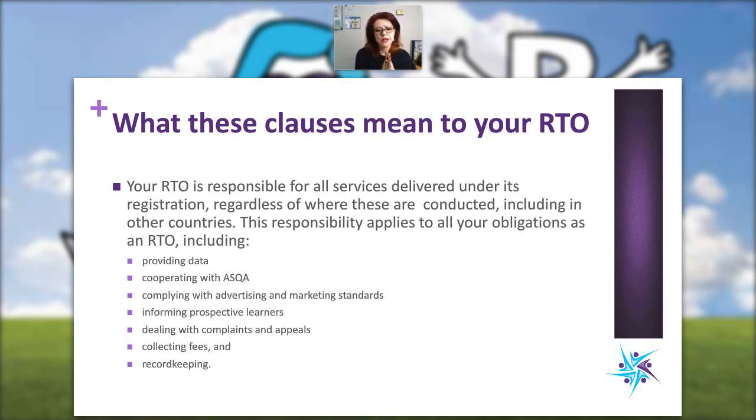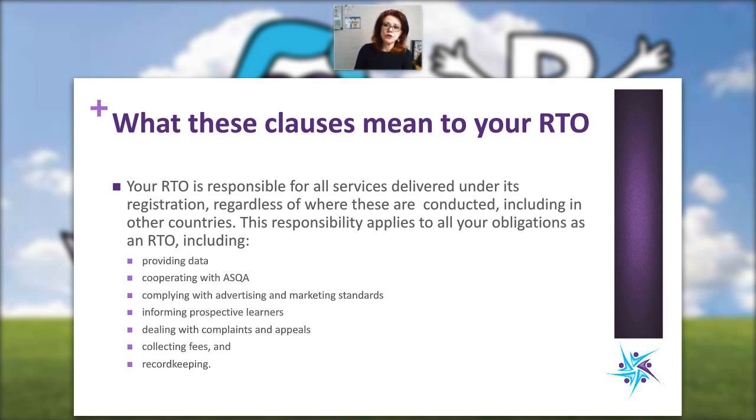This responsibility applies to all of your obligations as an RTO, including the provision of any data, so VET data, quality indicator data, your annual statement that you're going to be submitting as well. So all of that data that we're submitting. With cooperating with ASQA, they're responsible for cooperating with ASQA as well. So 8.3 is where we go into notifying ASQA of those third-party arrangements. Anywhere where you have those third parties, you actually have to notify ASQA, and we're going to go through what you need to do to notify ASQA.